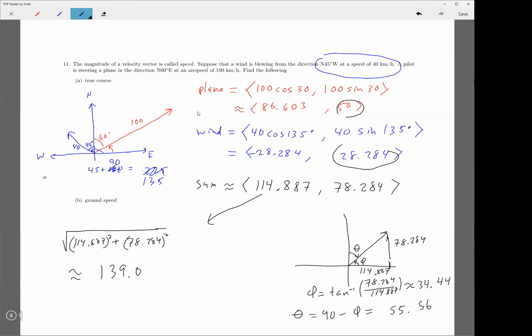Yeah. I think you mistook the 78 where you have the inverse tangent at the bottom right. You put it at 78.784 instead of 78.284. Is that correct? Oh, okay.